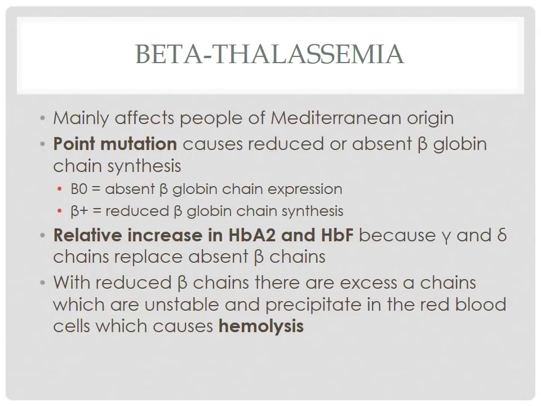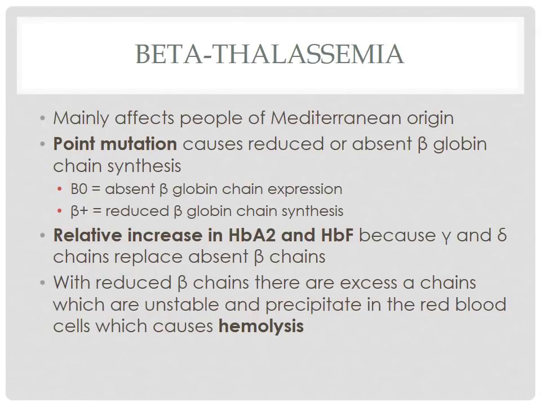Now let's discuss beta thalassemia. This is especially seen in people who are from Mediterranean origin or have family that is of Mediterranean origin. And beta thalassemia is a point mutation, so it can cause either a gene deletion or absence of beta chain, or you can have a reduction in the beta chain. If you have an absence, it'll be noted as beta 0, and if there's a reduction, then it'll be noted as beta plus.